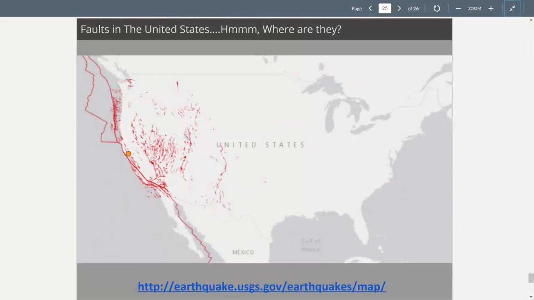Well, let's take a look at where the faults are in the United States. Well, by now we should have a good idea of where they are. Where are most of the mountains in the United States? On the western side, correct.